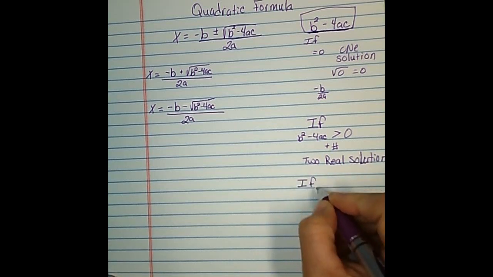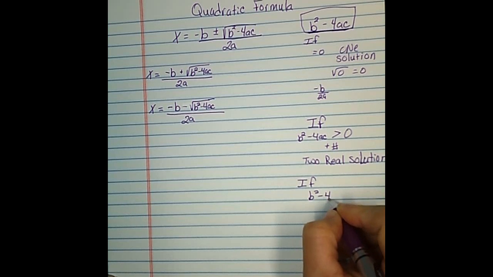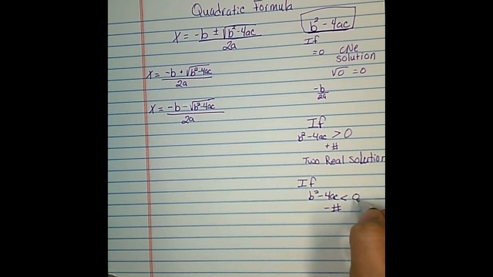If my discriminant is less than 0, then it's some negative number, and again, it's not equal to 0, it's just less than, so it's some negative number. I'm going to have two solutions, but these solutions are going to be imaginary solutions. How do I know that?